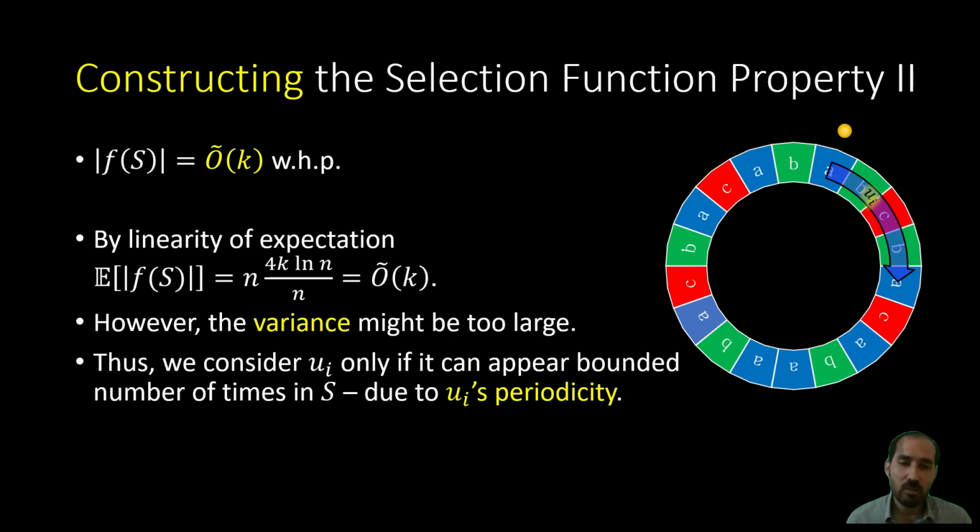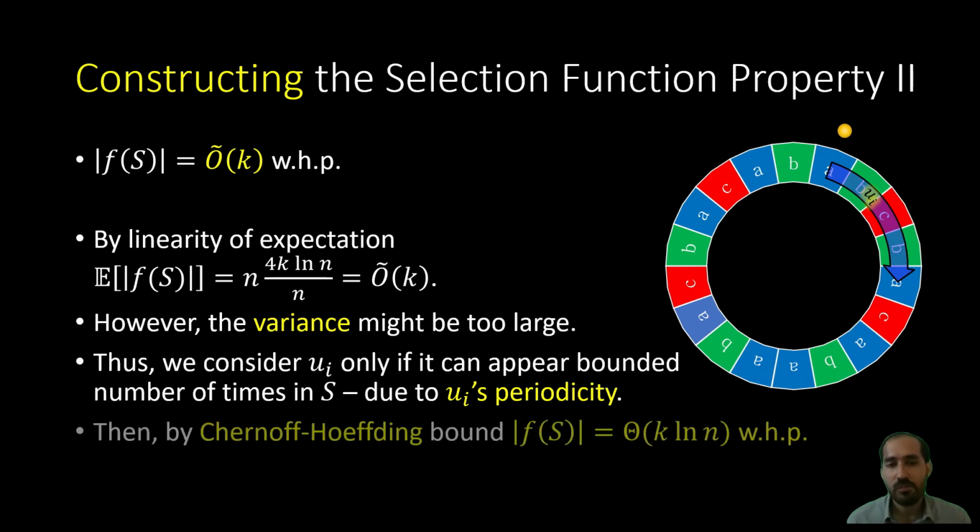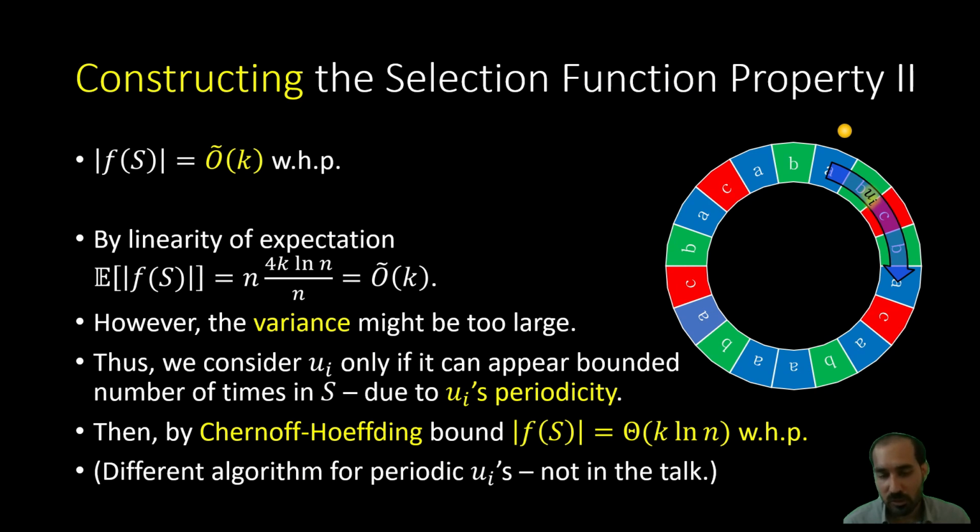And we do it by using the periodicity of u_i. Let's assume now that for all the i's, u_i is not periodic. Then by the Chernoff-Hoeffding bound, the size of the selected set is theta of k ln n with high probability. And for positions where u_i is periodic, we use a different approach that we will not talk about today.